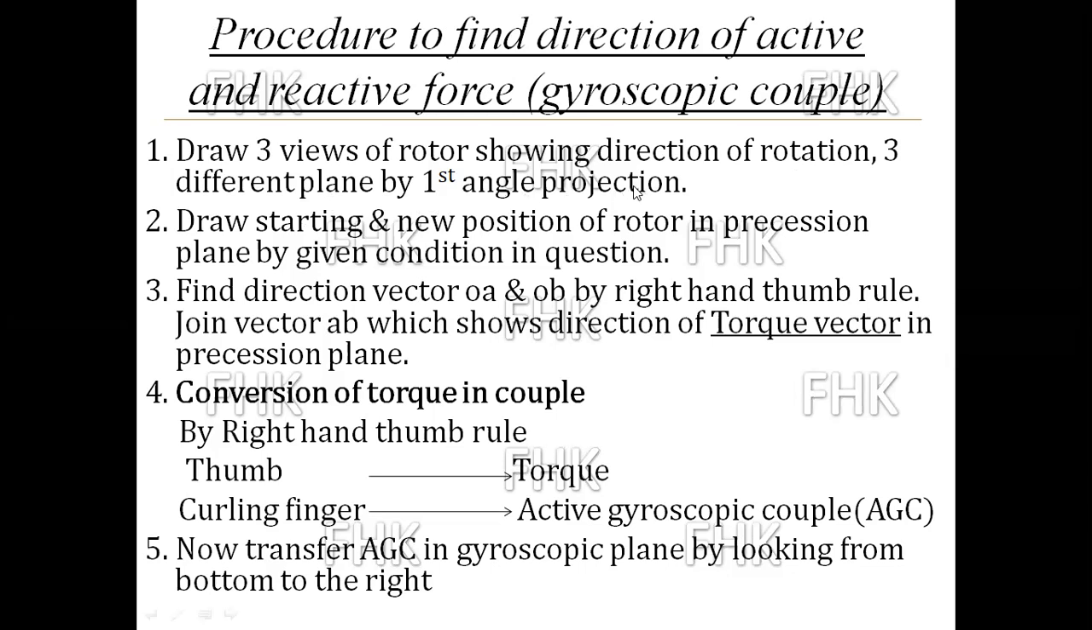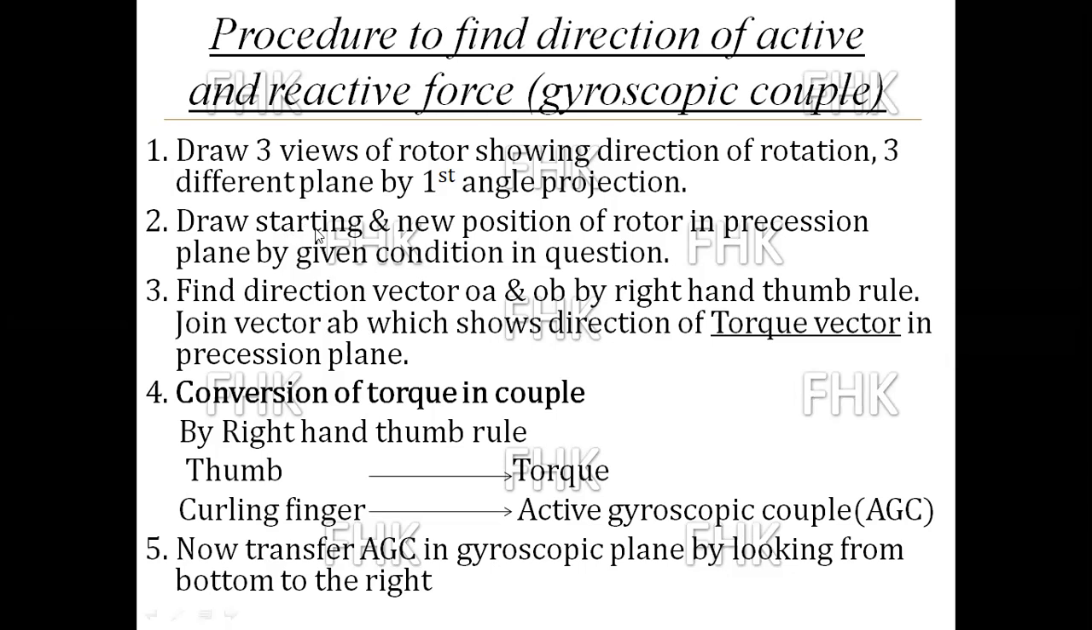In the first angle projection method, we draw the top view exactly below the front view, and the left hand side view we draw on the right side of the front view, exactly right side of the front view. This is the procedure to draw the three views by the first angle projection method. Top view is always exactly below the front view.